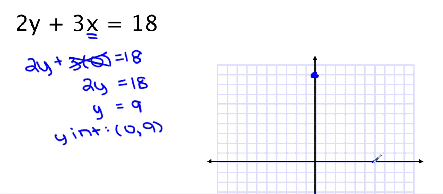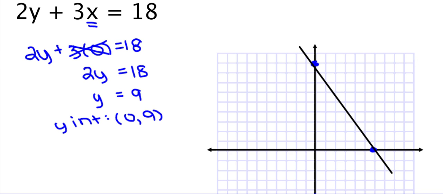My x-intercept got erased, so I'm just going to plot that again. My x-intercept was 6, 0. Once you have your x and your y-intercept on your graph, you can connect your 2 points together, making a straight line. And there is the graph of my function, 2x plus 3y is equal to 18.